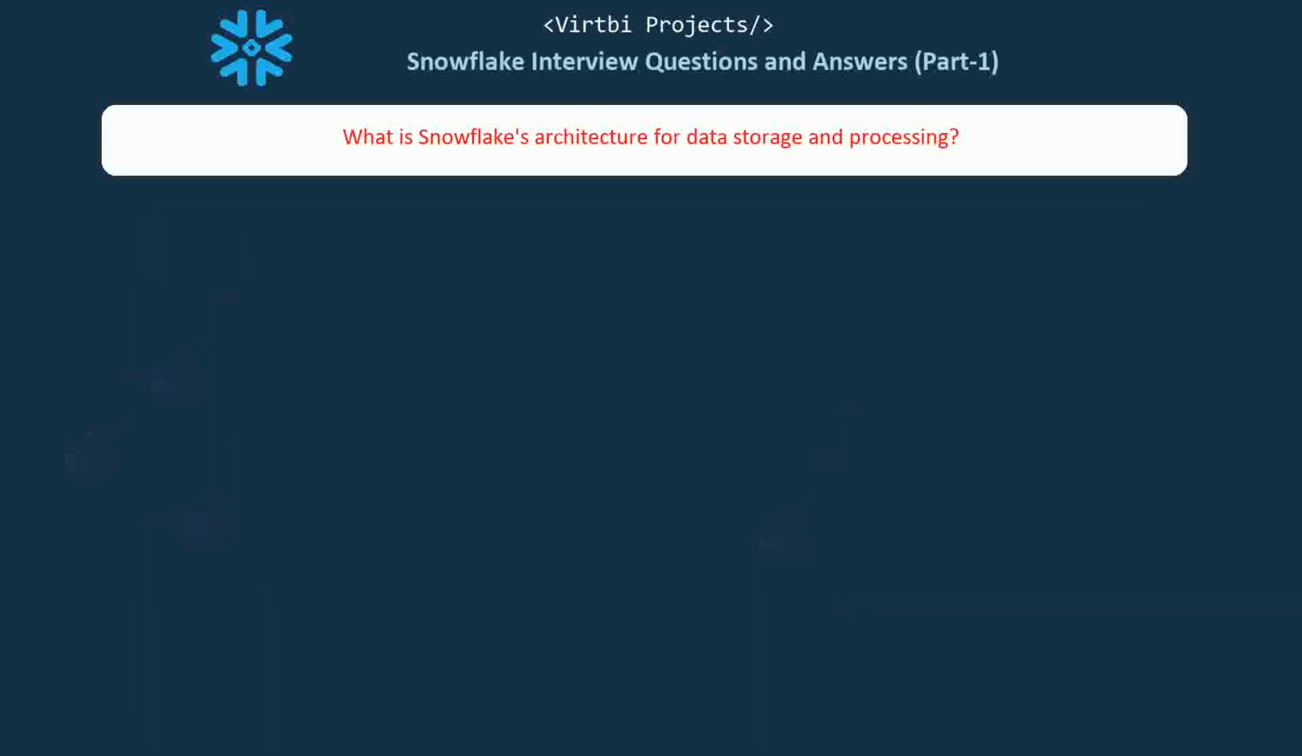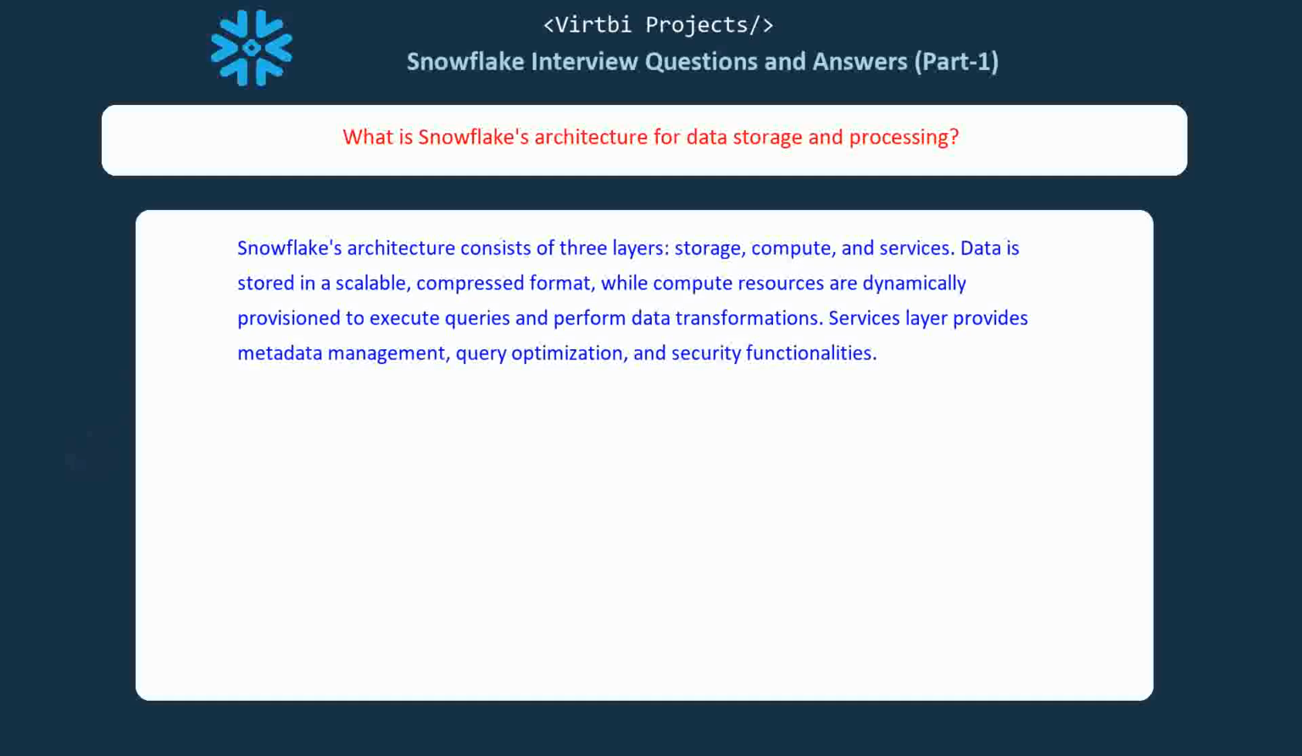What is Snowflake's architecture for data storage and processing? Snowflake's architecture consists of 3 layers: storage, compute, and services. Data is stored in a scalable, compressed format, while compute resources are dynamically provisioned to execute queries and perform data transformations. The services layer provides metadata management, query optimization, and security functionalities.